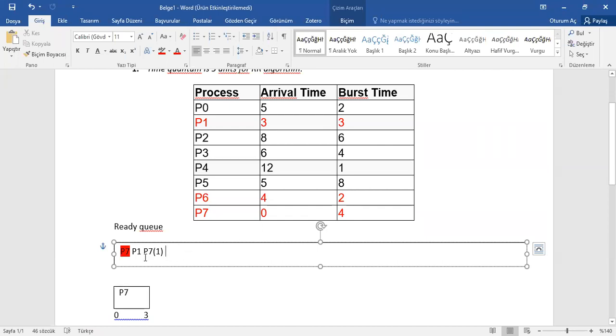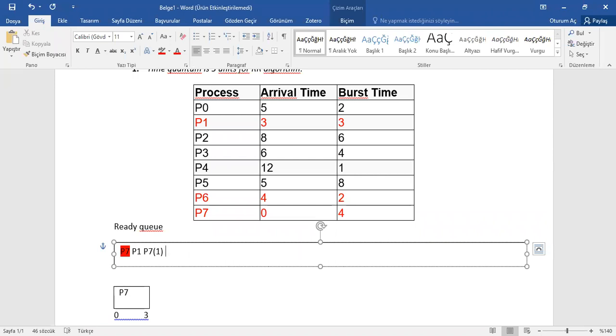Okay. So after 3 nanoseconds, only P1 has arrived in the ready queue. So then I will put P7 after P1. Okay. So I put here 1 to remind me that 1 nanosecond remains, just because my capability is limited here, not like writing on the board.